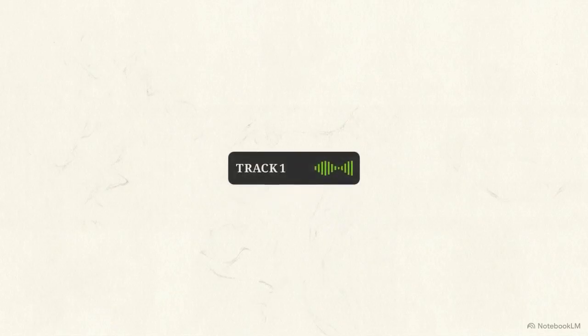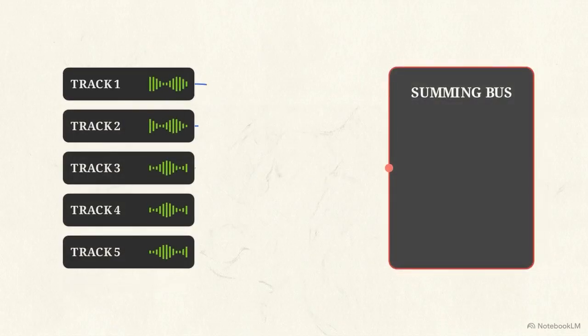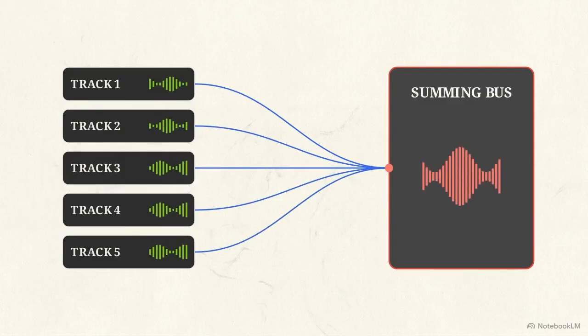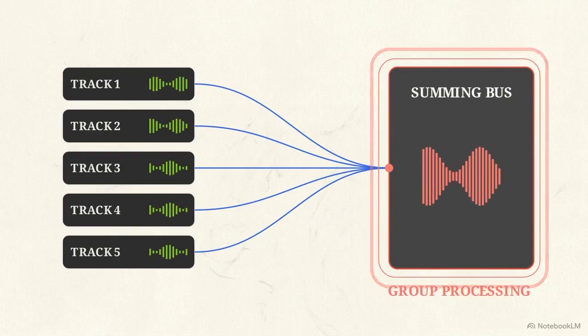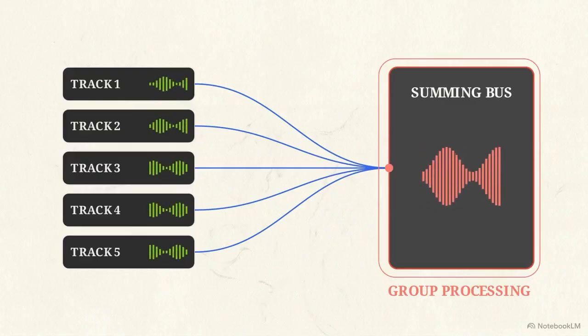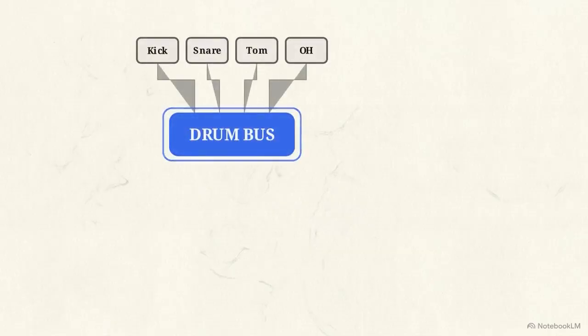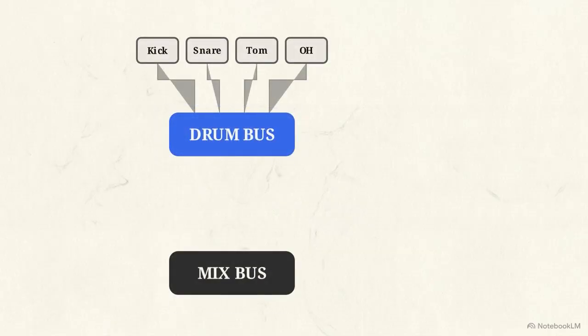To build this hierarchy, we start with the track. This is the raw source where the performance lives. Those tracks then flow into the bus. This shared path is where grouped signals merge, allowing you to process the section as a single unit. This gives you instant control. Adding one compressor to a drum bus glues the entire kit together in seconds, which is far more efficient than tweaking a dozen individual microphones.